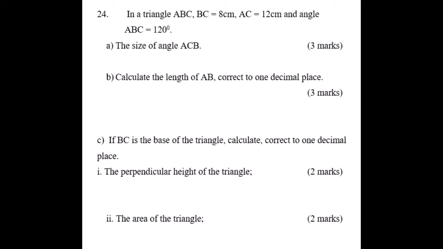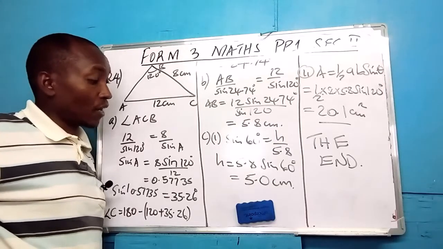Question number 24. You're given a triangle ABC. BC is 8 centimeter, AC is 12 centimeter, then angle ABC is 120. So the first question, you find the value of angle ACB. Then you calculate the length of AB to 1 decimal place. Going on to part C, you're given that if AB is the base of the triangle, then you go ahead and calculate to 1 decimal place the perpendicular height of the triangle. Then of course go ahead to find the area of the triangle.